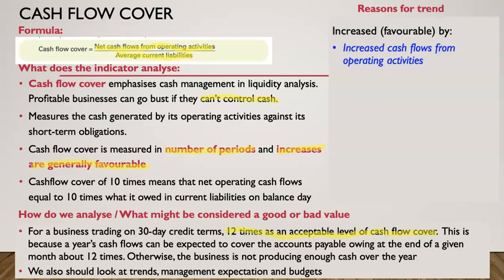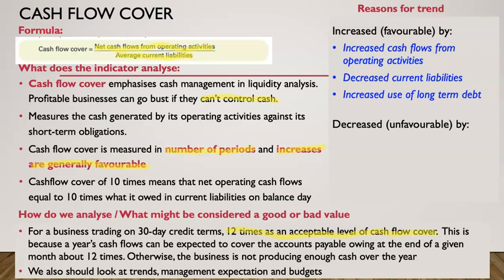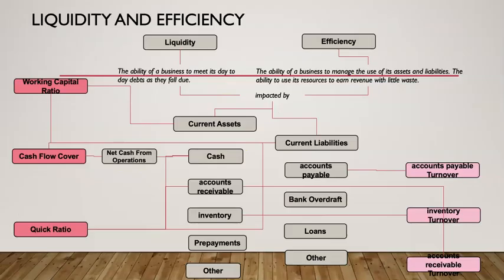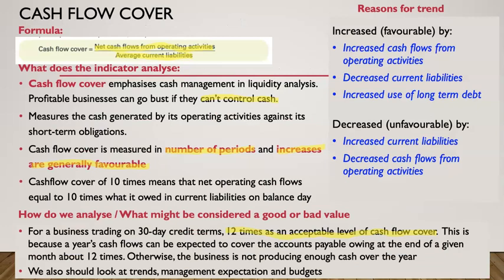Why will it go up? Increasing cash flow from operating activities and decreasing current liabilities, or increased use of long-term debt. It could decrease, which is unfavourable, by increasing your current liabilities or decreasing the cash that you're making from operating activities. And that's cash flow cover. Really looking at how well a business is controlling its cash, and how well it is able to pay off its debts with the cash from its day-to-day operations.